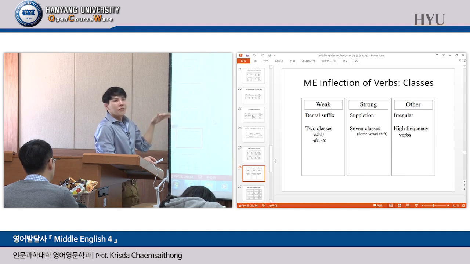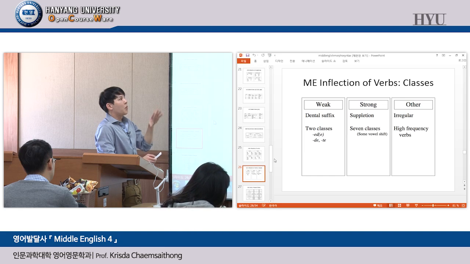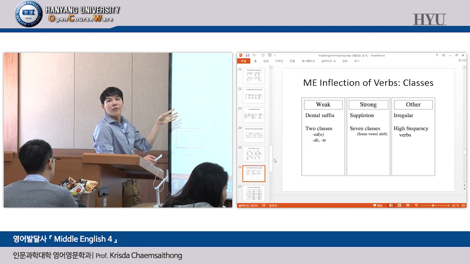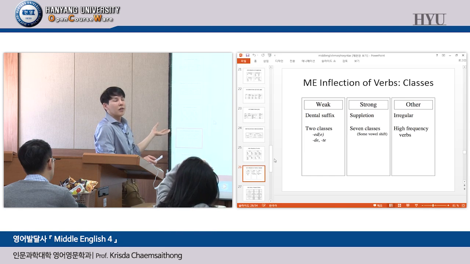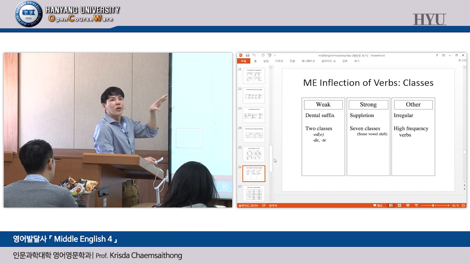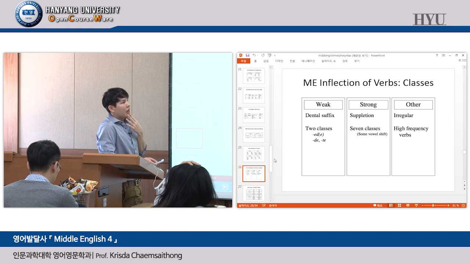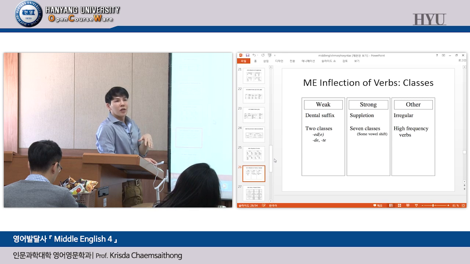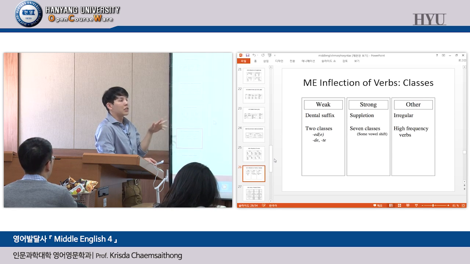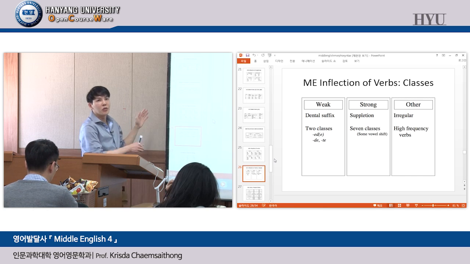Most of the classes survive, but some strong verbs became weak verbs, right? Some irregular verbs became regular, right? Even though the 7 classes survived, the number was on the decrease, right? The number of the verbs. And then for other verbs, irregular verbs, high frequency verbs survive, like verb to be, verb to do, those things survive because they are high frequency. People use them a lot, right?